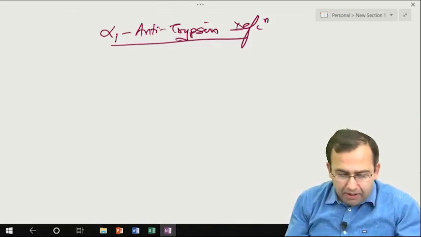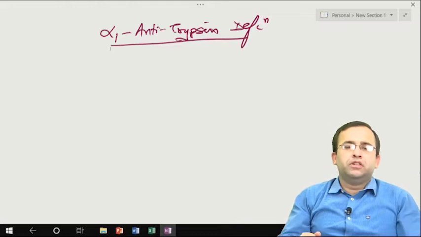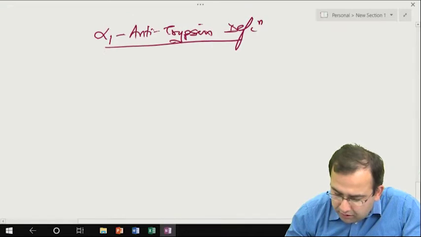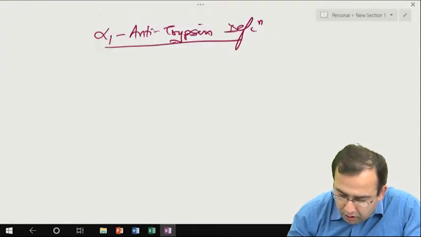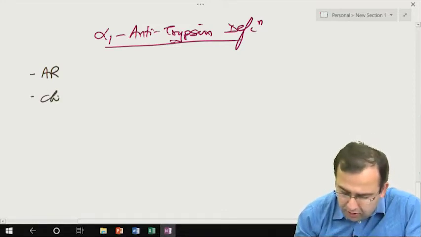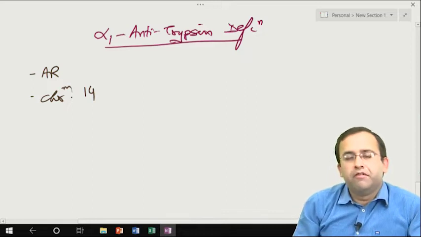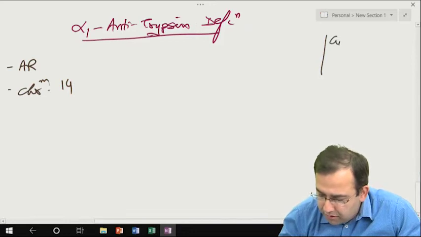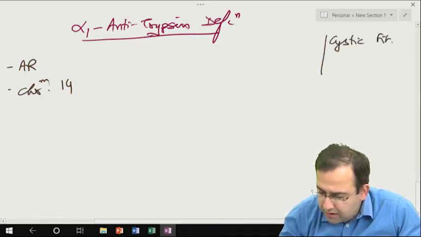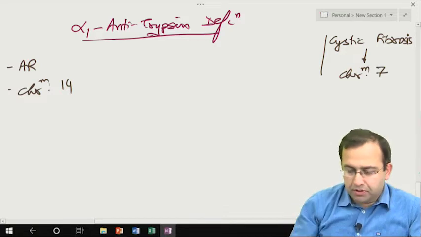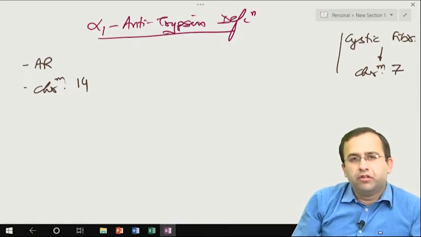First point, the name tells you everything. Before we go further, first tell me the inheritance pattern. This is autosomal recessive. Which chromosome? Present on chromosome 14. Very commonly asked: cystic fibrosis, chromosome 7. Alpha 1 antitrypsin deficiency, chromosome 14.